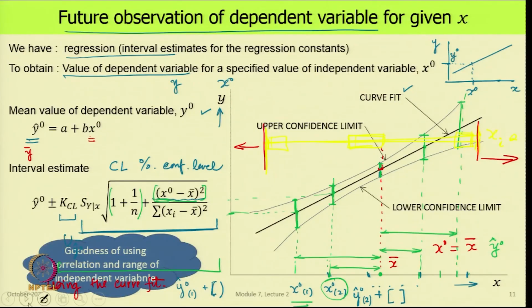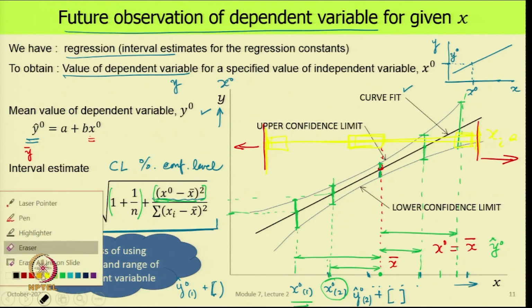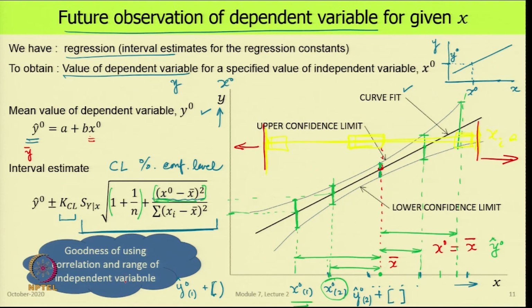So, that was the point I was making, that the goodness of using a relation, a correlation that we have developed, is best within the range in which the independent variables were chosen in the first place. Okay. So, this is what we were discussing this for.